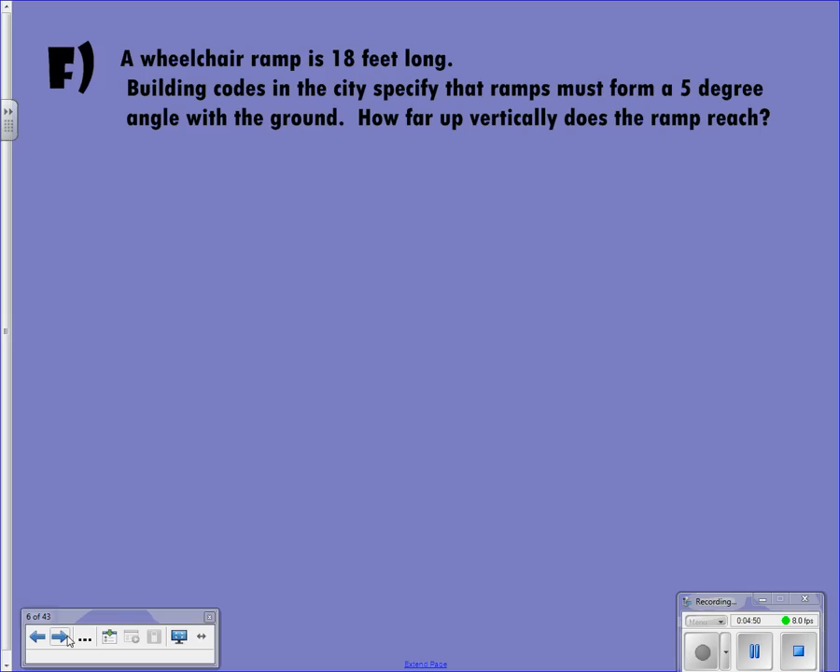Example F, a wheelchair ramp is 18 feet long. A building code in the city specifies that the ramp must form a 5-degree angle with the ground. How far up vertically does the ramp reach? Okay, so 18 feet, well, the ramp would be the diagonal part. The building code specifies that it must form a 5-degree angle with the ground. So there's my 5 degrees. And how far up vertically would that reach?